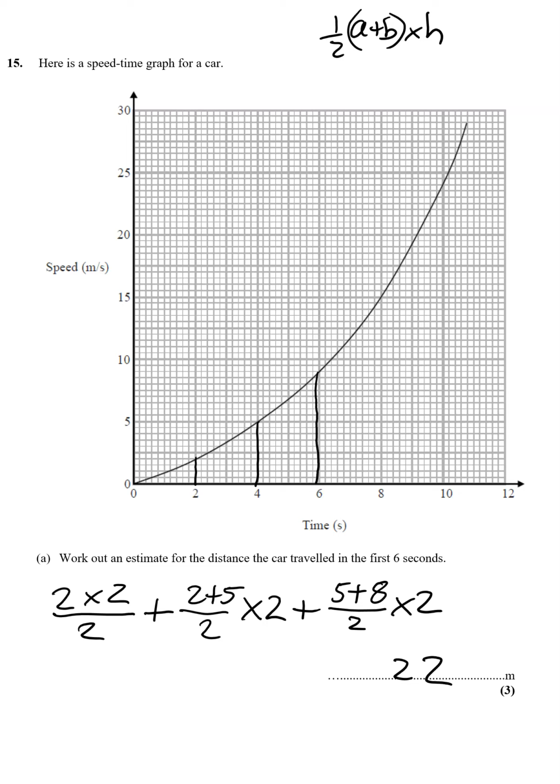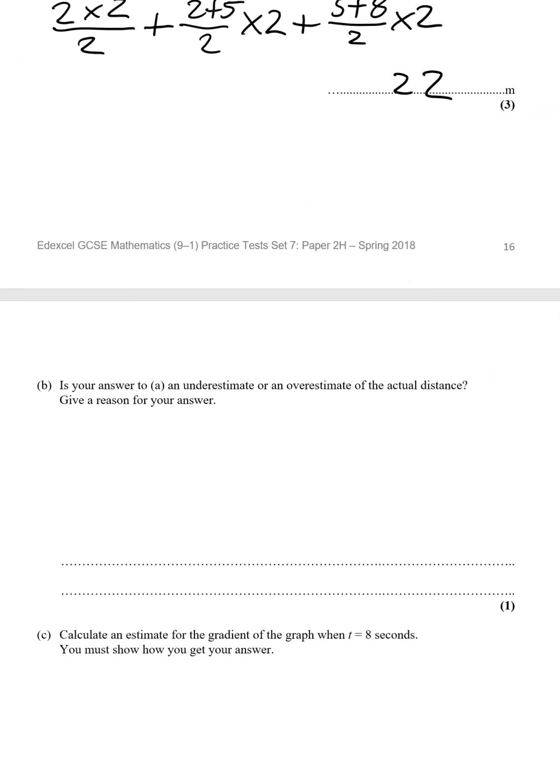22 miles. Okay, there is a mistake on the mark scheme. I think the mark scheme says 26 because they misread one of these, but it is 22. Okay, so I think there's more questions on this one.